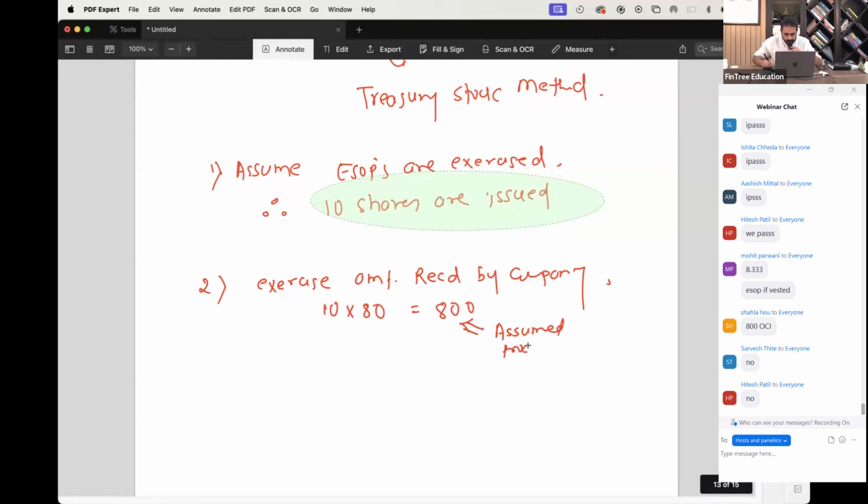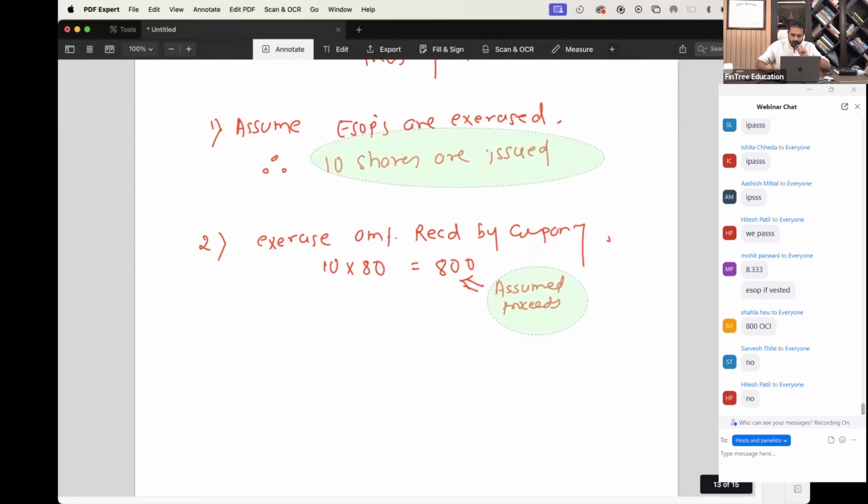Assumed proceeds. Now know this word. What is assumed proceeds? For the time being, it is simply number of shares into exercise price per share. When we go to the level 2 level of example, I'm going to expand on the assumed proceeds definition. It will have cash received plus something. But for the time being, it is simply cash received, nothing else. If this is done, then in step number 3, extremely critical, the reason why it's called treasury stock.